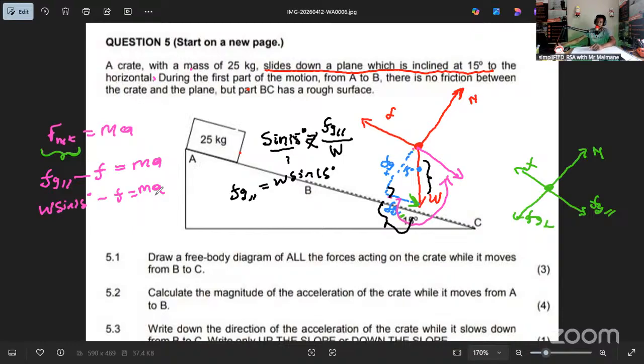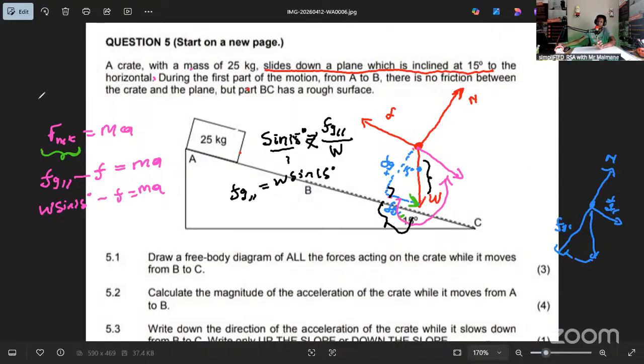So the story changes. From A to B, there was no friction. If I was to draw the vector diagram from A to B, it wouldn't have frictional force. It's the same diagram, but without a frictional force. So it would be just normal force, FG parallel, FG perpendicular, and weight. So it would just be like that. So it would have only forward force.